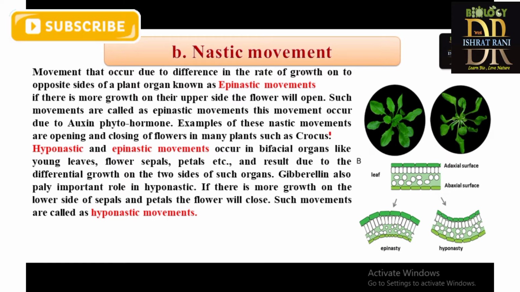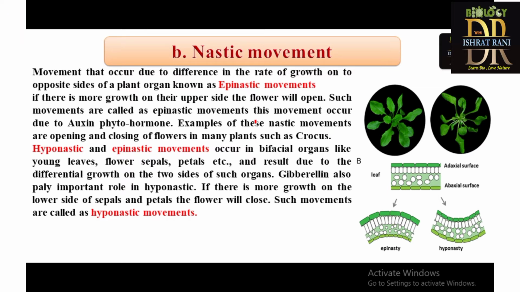And the next is nastic movement. This is also due to difference in the rate of growth on opposite sides of plant organs, and they are epinastic movement and hyponastic movement. You can see here the leaf, and there are two surfaces of the leaf, adaxial and abaxial. If there is more growth in the upper region, just like here, epinastic, then the leaf will expand in this direction. If the growth rate increases in the lower parts, this type of movement is known as hyponastic movement.